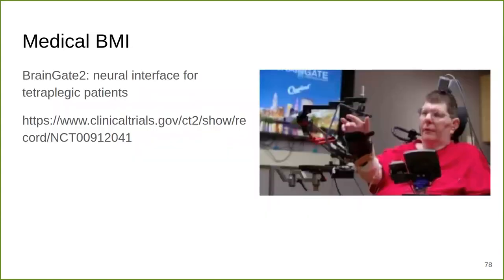And of course, aside from this very specific example of neural interfaces, right now there are some neural interfaces that are already in use. They are already approved for human usage. And here you can see a very specific neural interface for tetraplegic patients that can restore some kind of functionality.